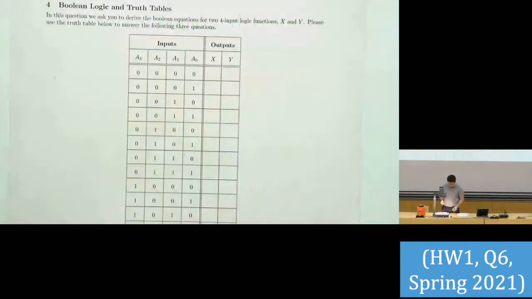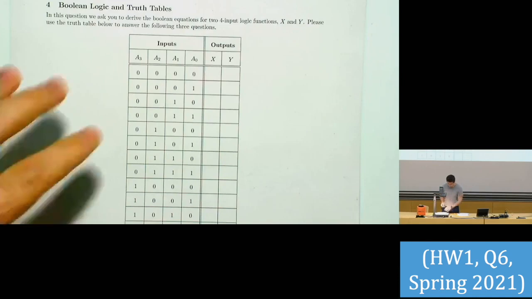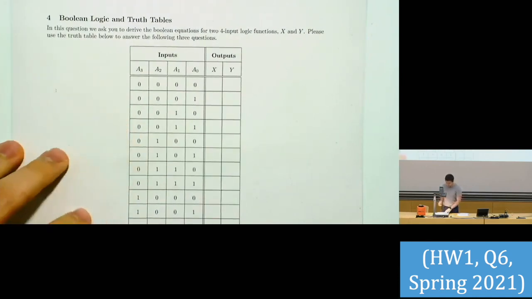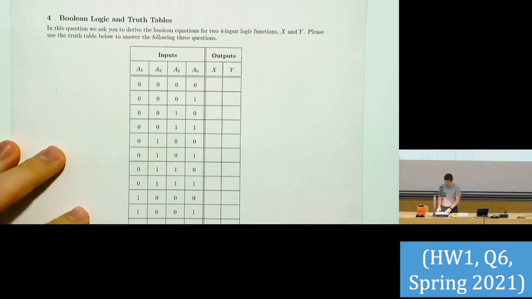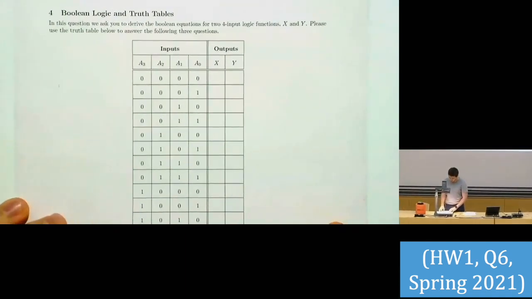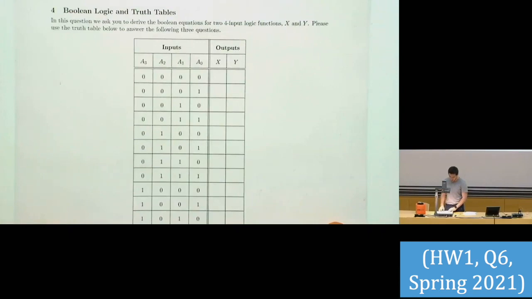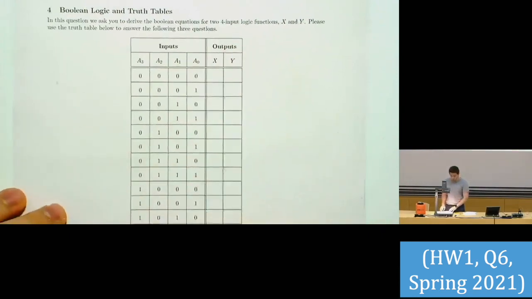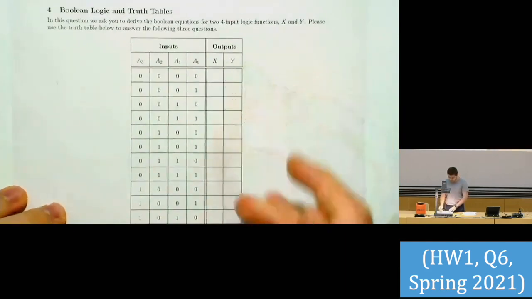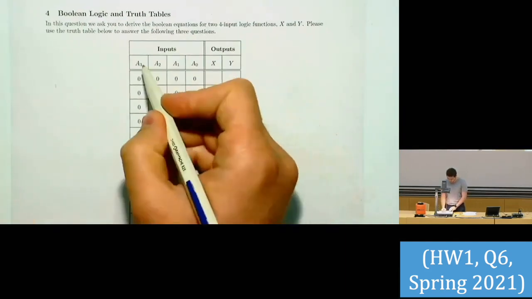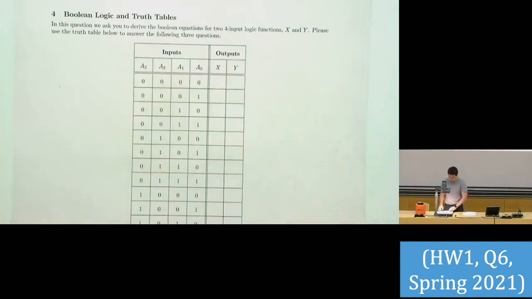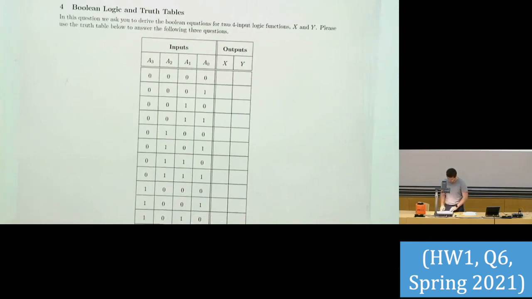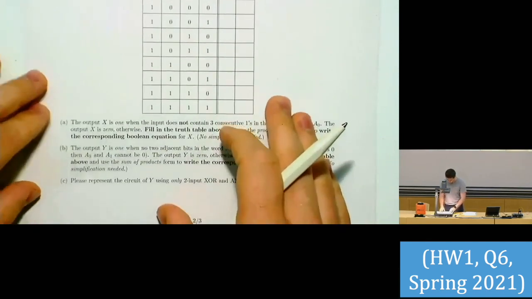So the question is about the Boolean logic and also truth tables, as it also writes here. So in this question, we have four inputs and also two functions, which are directly related to these four inputs. And we are basically asked to fill this table and also write the Boolean formula for X and Y here. So these are our inputs, A3 to A0, and these are our functions that we're going to fill the truth table here.